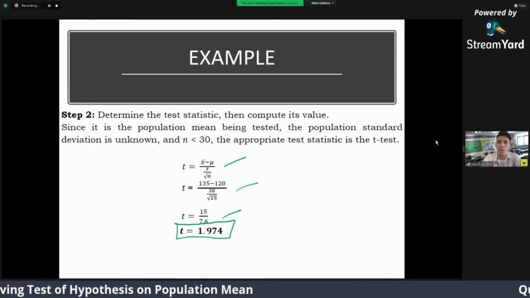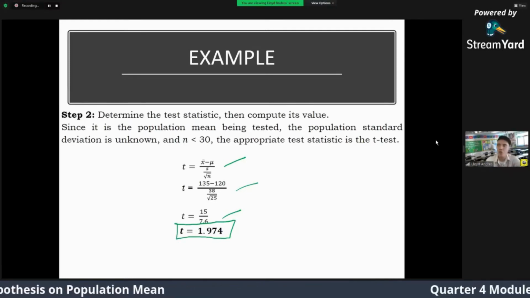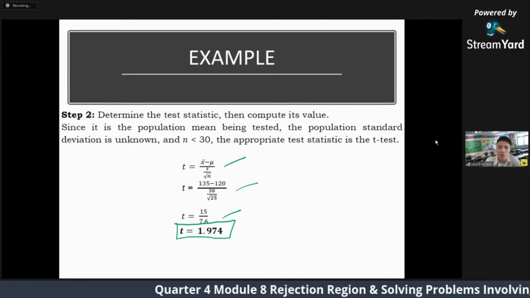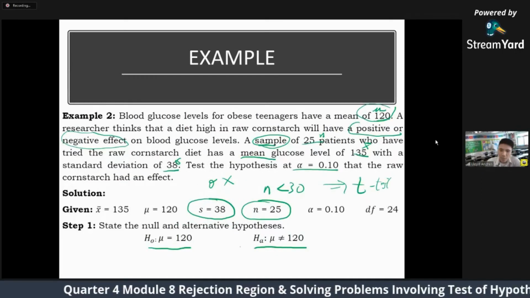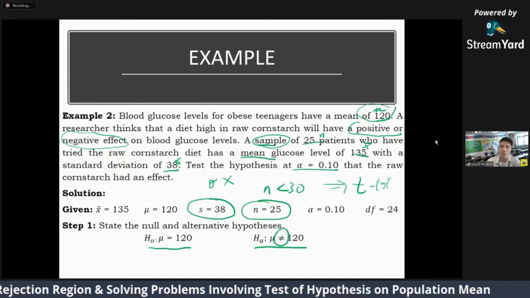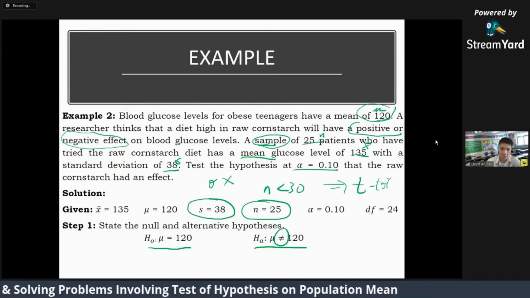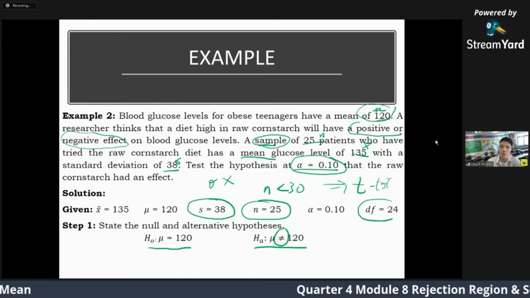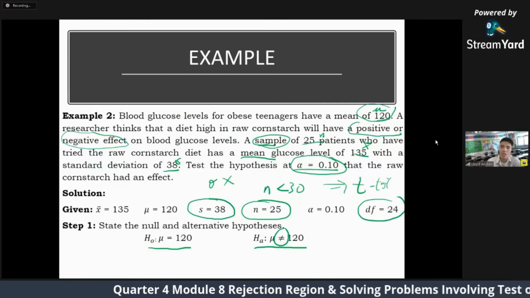So for our critical value, kabalo naman ta T-test, no? So unsa pud, one tail ba siya or two tail? So based sa atong alternative not equal. So klaro siya nga two-tailed test. And then, atong alpha is 0.1. Tapos, degree of freedom nato is 24 because ang sample size nato is 25. So, kani nga mga data atong kailangan.